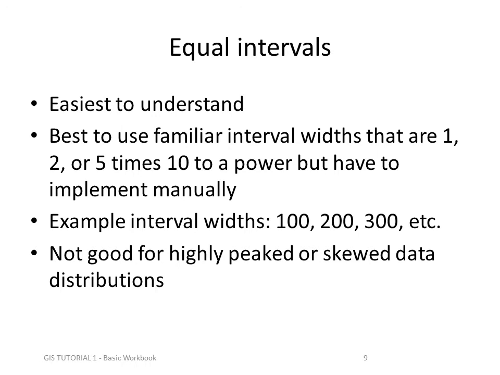Equal intervals may be the easiest to understand for the map reader because the ranges tend to use familiar interval widths. For example, you would break it down by 1 to 10, or 10 to 20, or 30 to 40, and so on, 100 to 200, and so on. It's not very good for highly peaked or skewed data distributions.